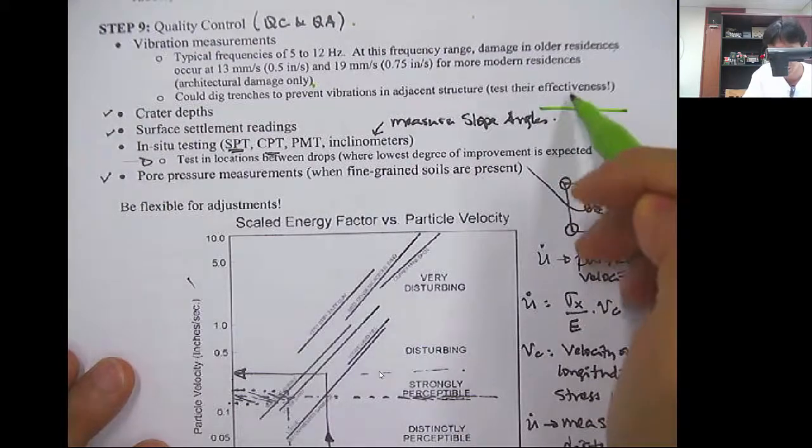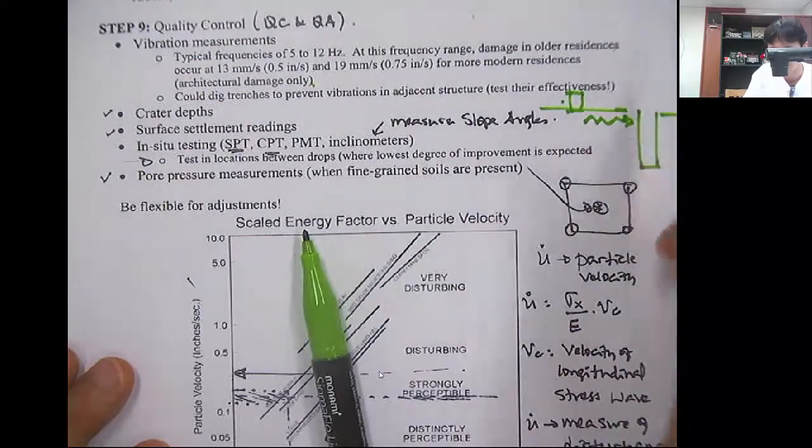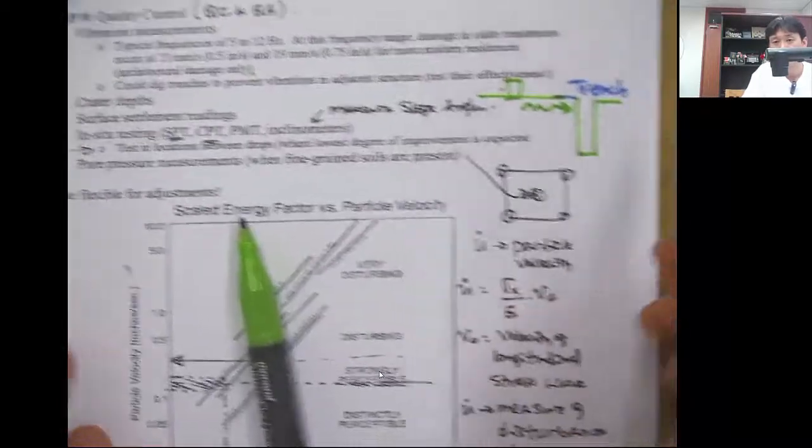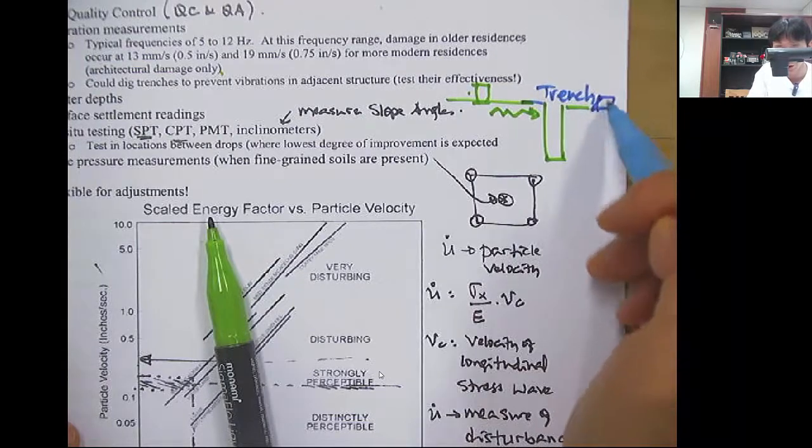If the vibration goes through the ground, you can also install a trench to block the vibration going to the residential area. So like this.